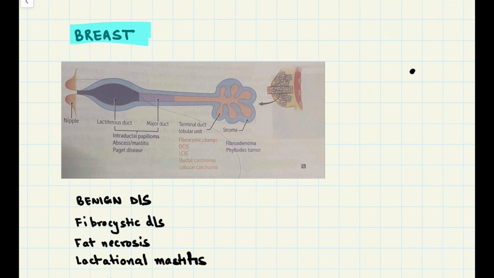The next topic that we'll be covering is the breast. So the breast is a modified sweat gland.